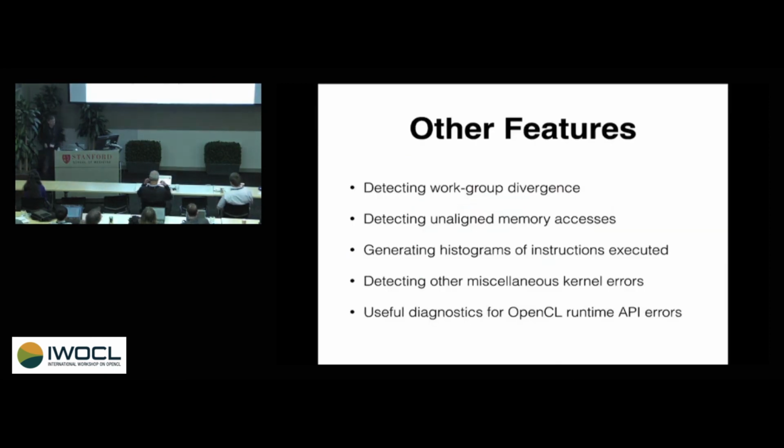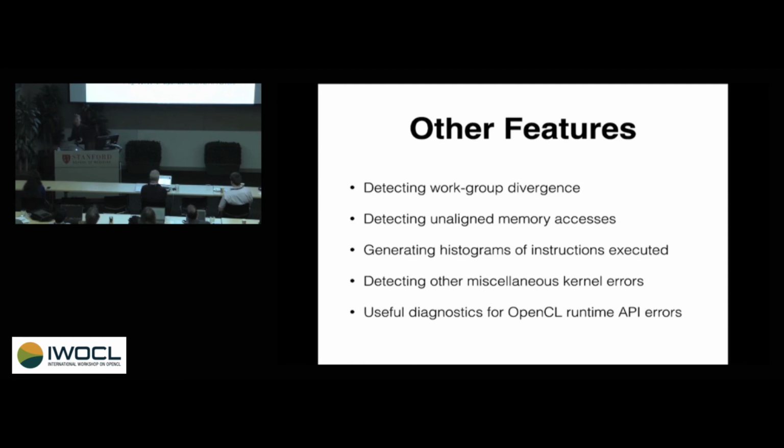Okay, so there's some other features that I'm not going to talk about in too much detail. You can use this for things like detecting workgroup divergence. So if you don't have every single work item in the workgroup hitting a barrier at the same point, that can be a problem, again, that only occurs on some platforms but not others. If you violate the alignment rules of OpenCL C, you can use it to generate histograms of the instructions that were executed, so you can get a feel for the instruction mix between memory operations and arithmetic operations, and a whole bunch of other things that the list is continuously growing.